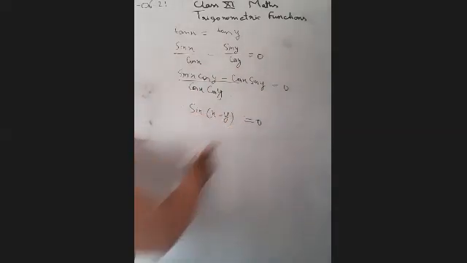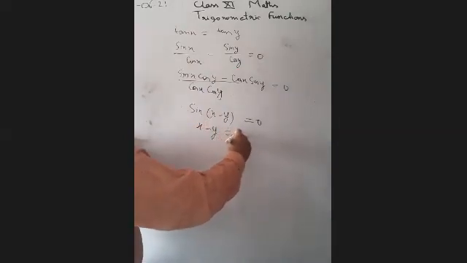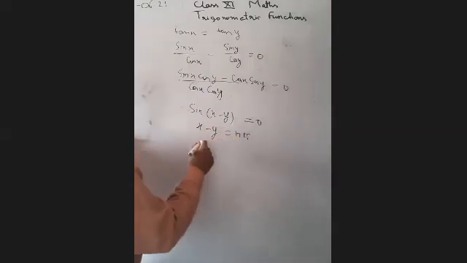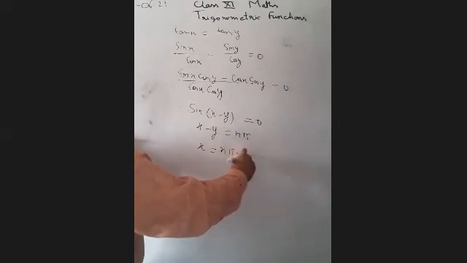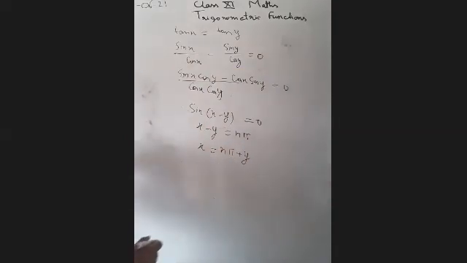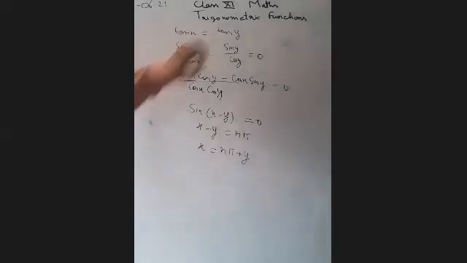But sin is equal to 0, the first formula, so x minus y should be equal to n pi. That means x is equal to n pi plus y. So we have proved the formulas for sin x is equal to 0, cos x is equal to 0, or tan x is equal to 0. And the other formulas were sin x is equal to sin y, cos x is equal to cos y, and tan x is equal to tan y.